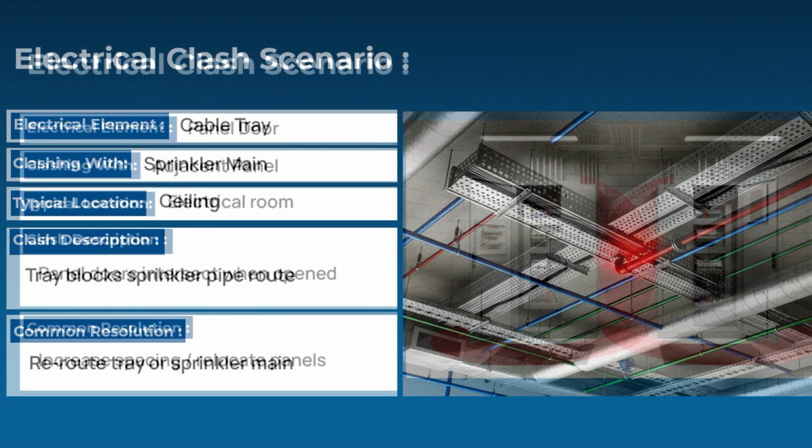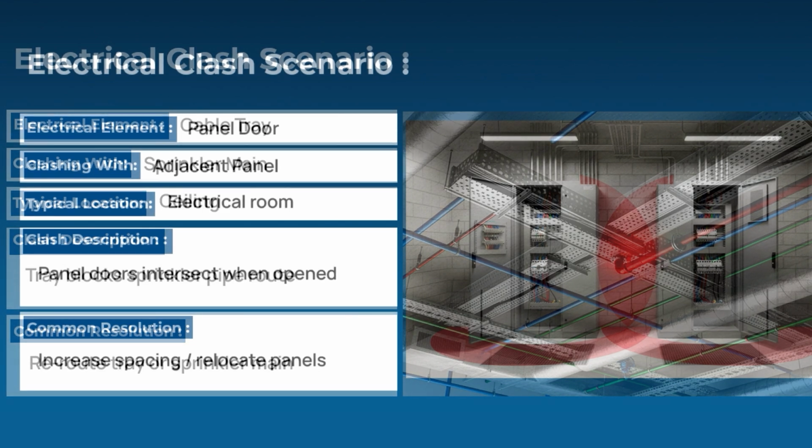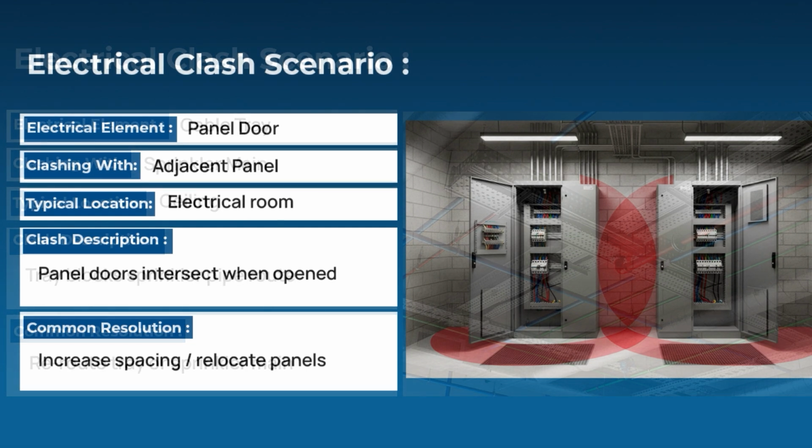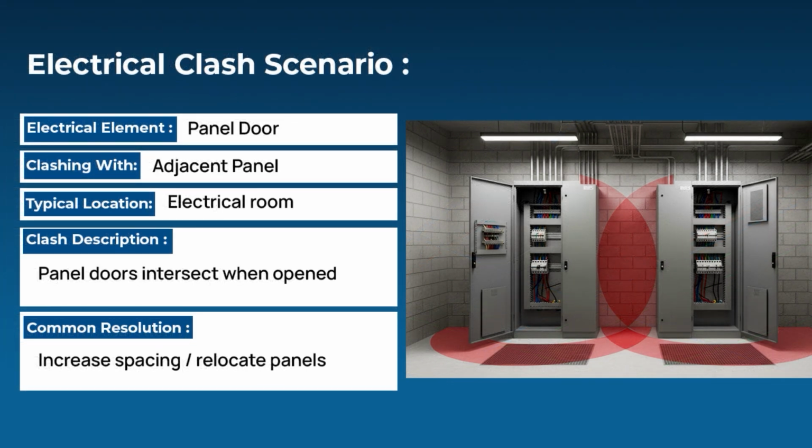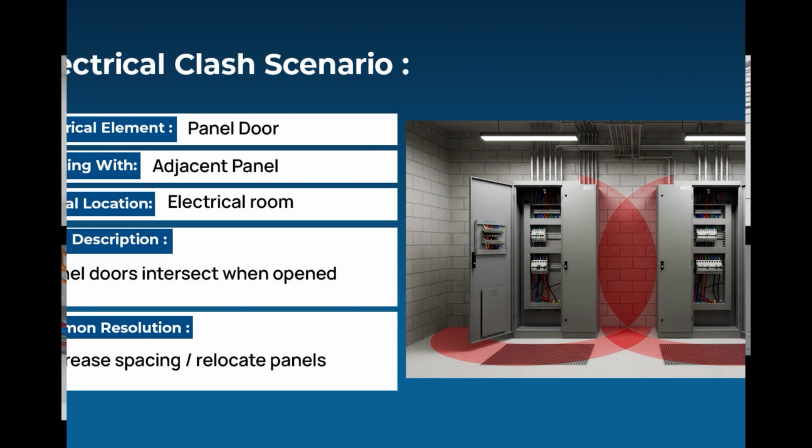Lighting fixtures with HVAC diffusers. Here, the diffusers or the lighting fixtures have to be changed. And lighting fixtures with the sprinklers: we can relocate the sprinklers or light fixtures. Mostly, we'll relocate the sprinkler locations.